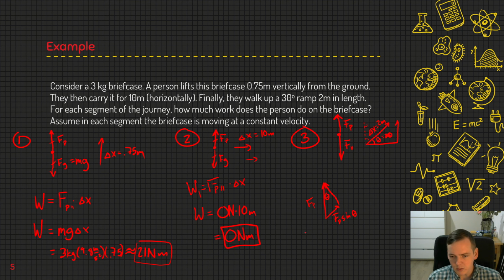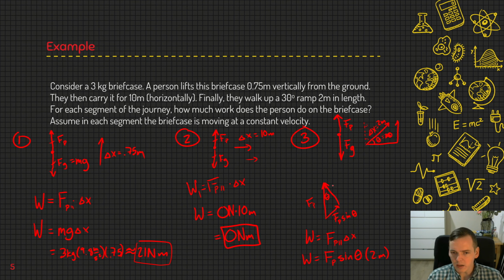So in this case, we have work equals force of the person parallel times delta x. Work is equal to FP sine theta times 2 meters. I'll leave that to you to finish solving. It's just sine of 30 times mg, the same as before. So this is FG.